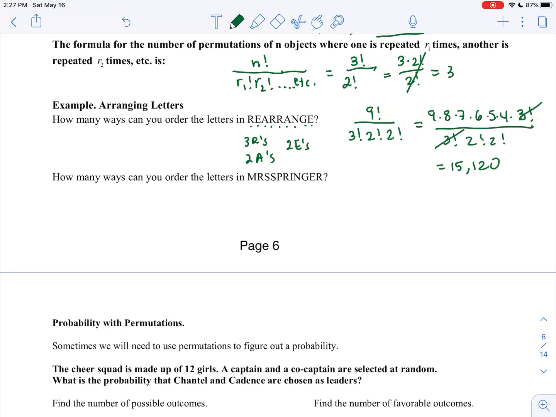Now, if we do the same thing with Mrs. Springer, go ahead and hit pause and see what you get when you try this one. There should have been a total of 11 letters. So 11 factorial divided by 2 for the 2 repeating S's. And then R also repeats 3 times, so 3 factorial. So this one's for the S, this one's for the R. And if we divide 11 factorial by 2 times 1 times 3 times 2 times 1, which is 12, we get a possibility of 3,326,400 possible ways you can order those letters.